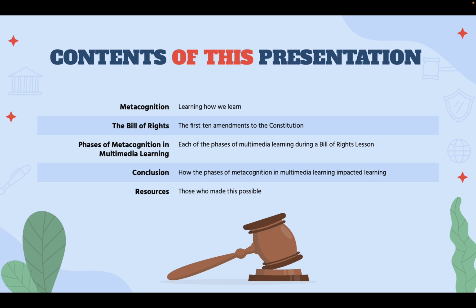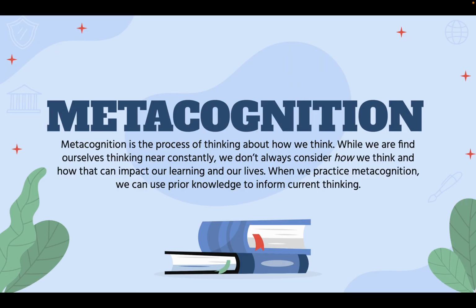Then, I'll discuss each of the 4 phases of metacognition in multimedia learning. Though presented linearly, these phases can each happen continuously. I will conclude with the impact of metacognition on learning the Bill of Rights and share my resources. So let's get started. It's time to think about how we think.